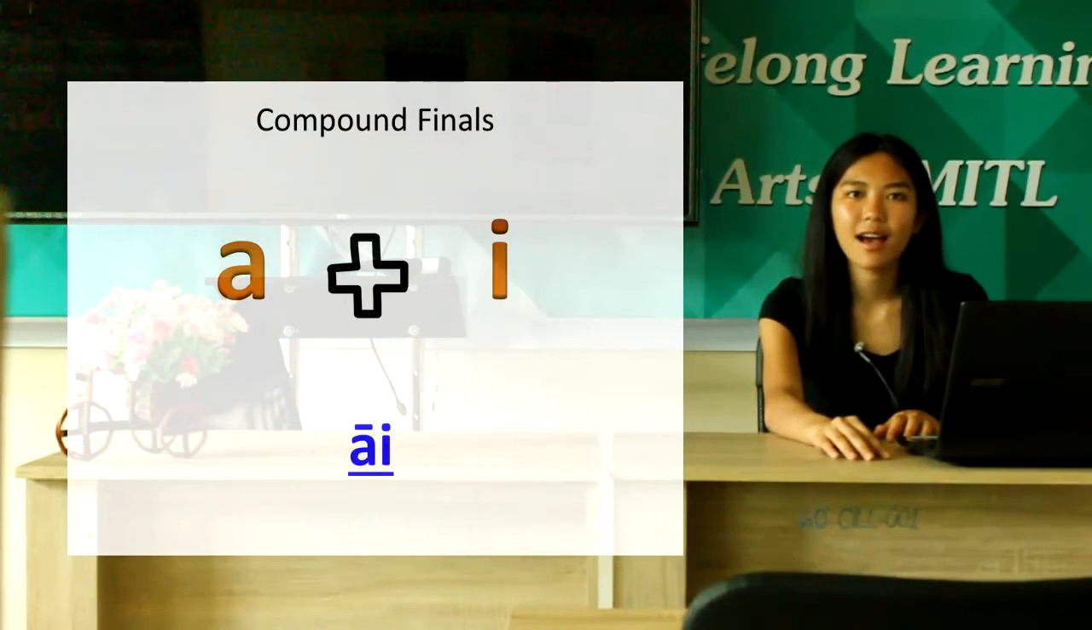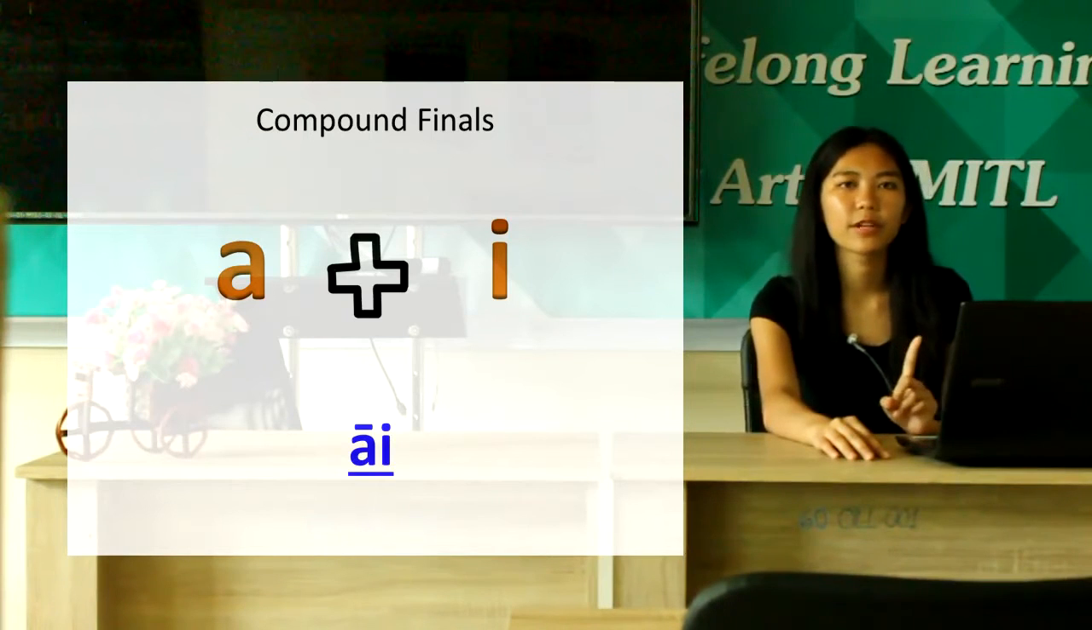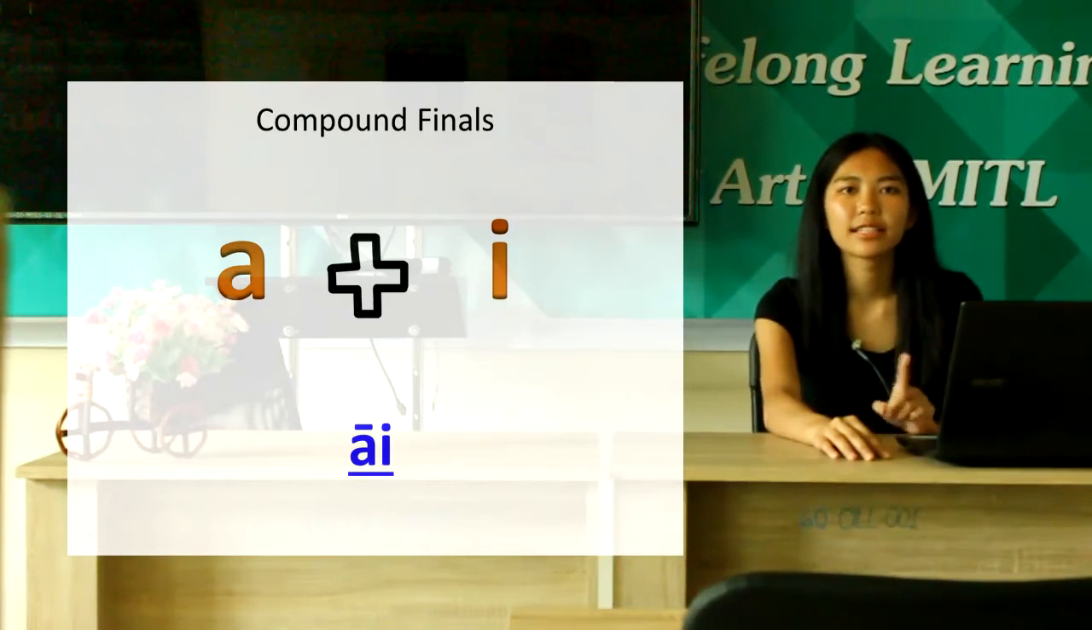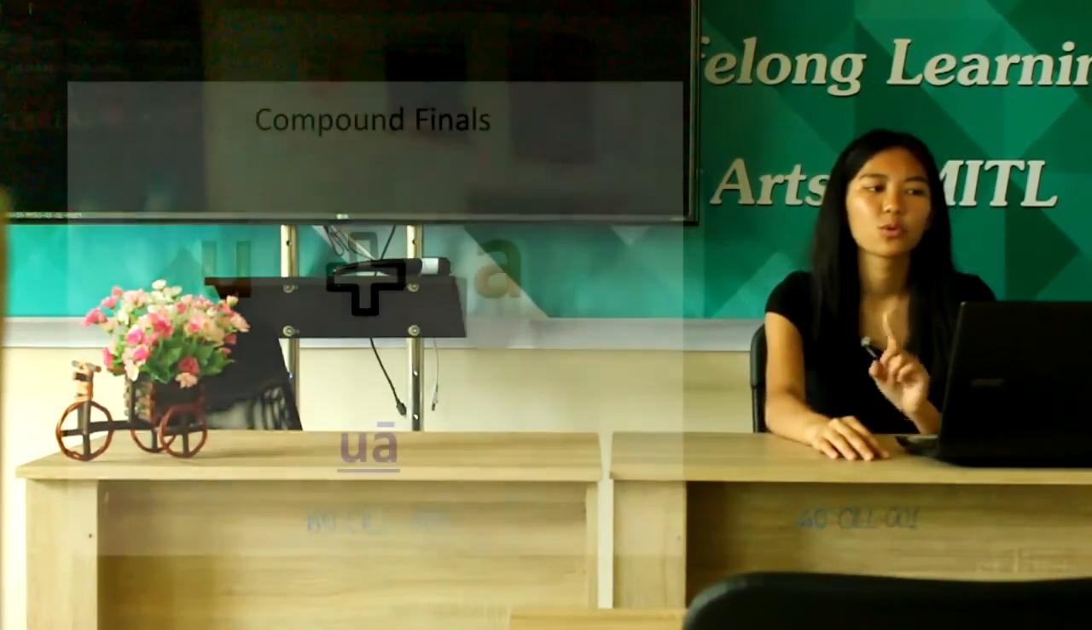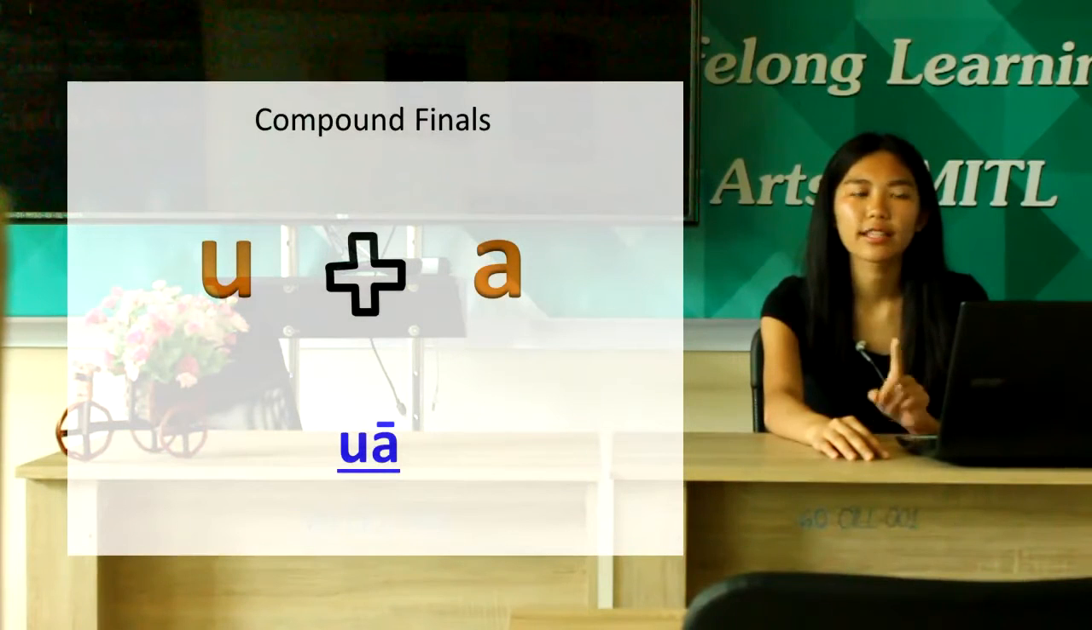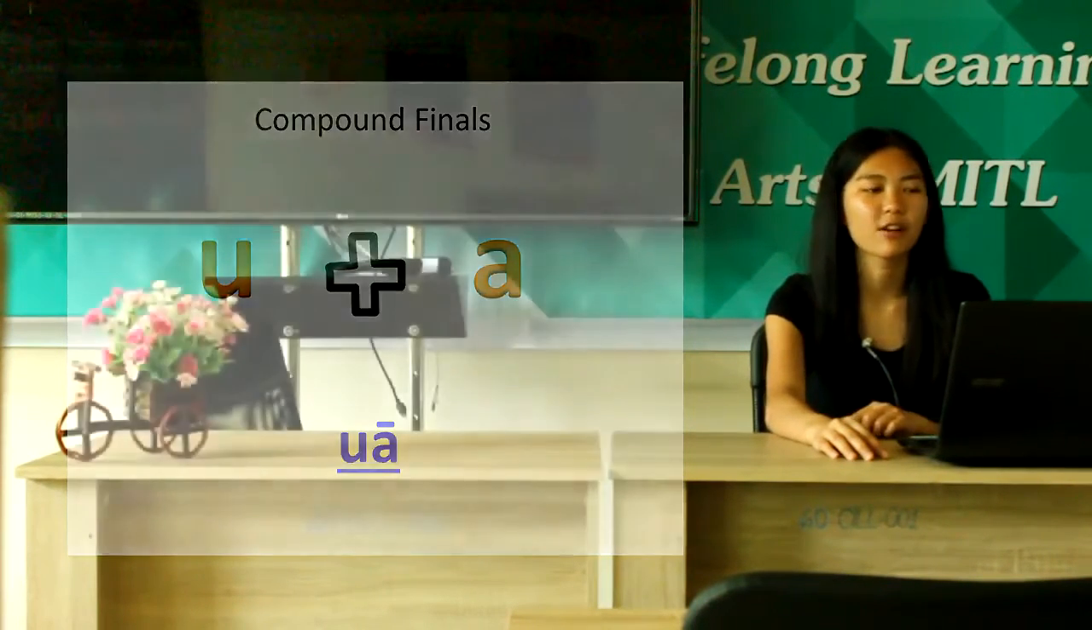The next one, ai. The first syllable is a. The second syllable is yi. Then say it quickly and join the sound. Ai. Okay. The next one is, the first syllable is u. The second syllable is a. Join the syllables together. Wa. You might get the sound.